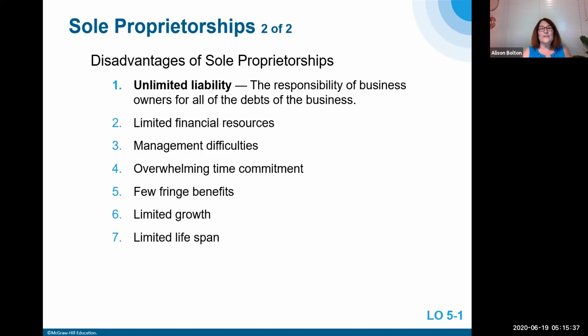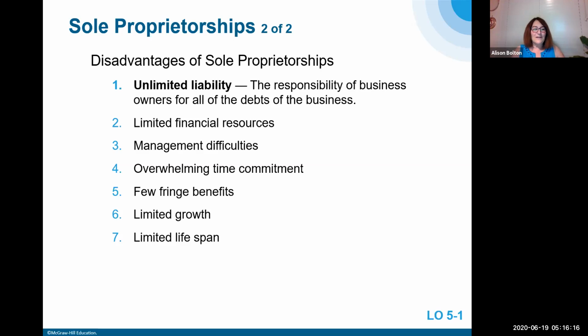Disadvantages of sole proprietorships. There are a few here also, but unlimited liability. You are solely responsible for all of the debts that occur with the business. Solely responsible. Comes out of your pocket. Limited financial resources means you're the only person involved, so you're the only place that money can come from. That's a huge problem with sole proprietorships. One of the advantages of partnerships is you have 2 sets of pockets to work from, where here as a sole proprietor, you only have 1 set of pockets.